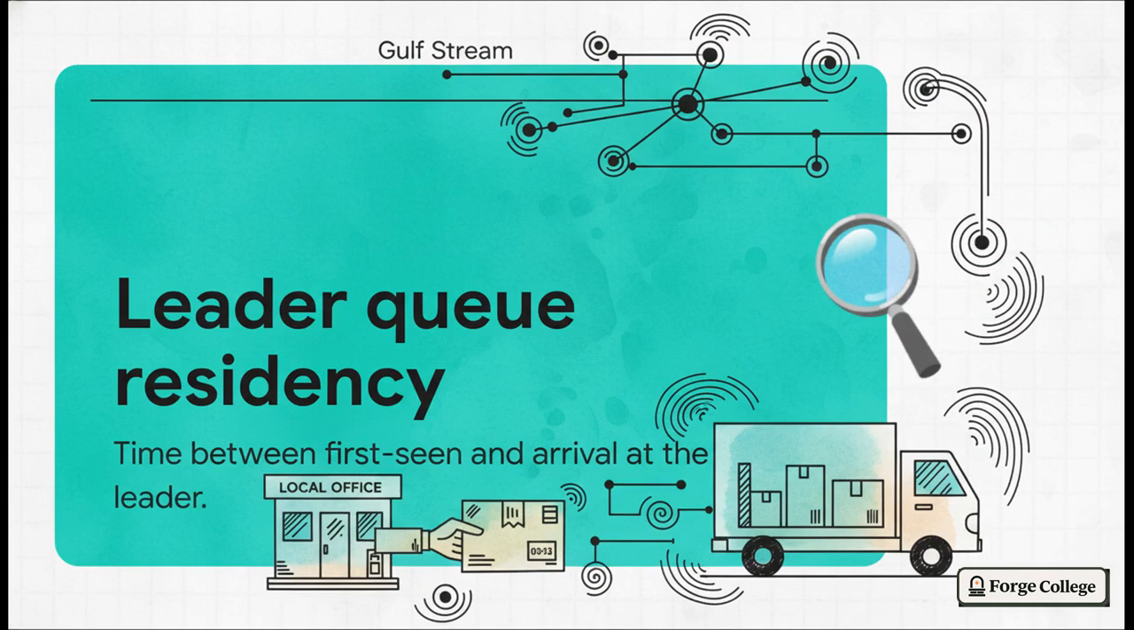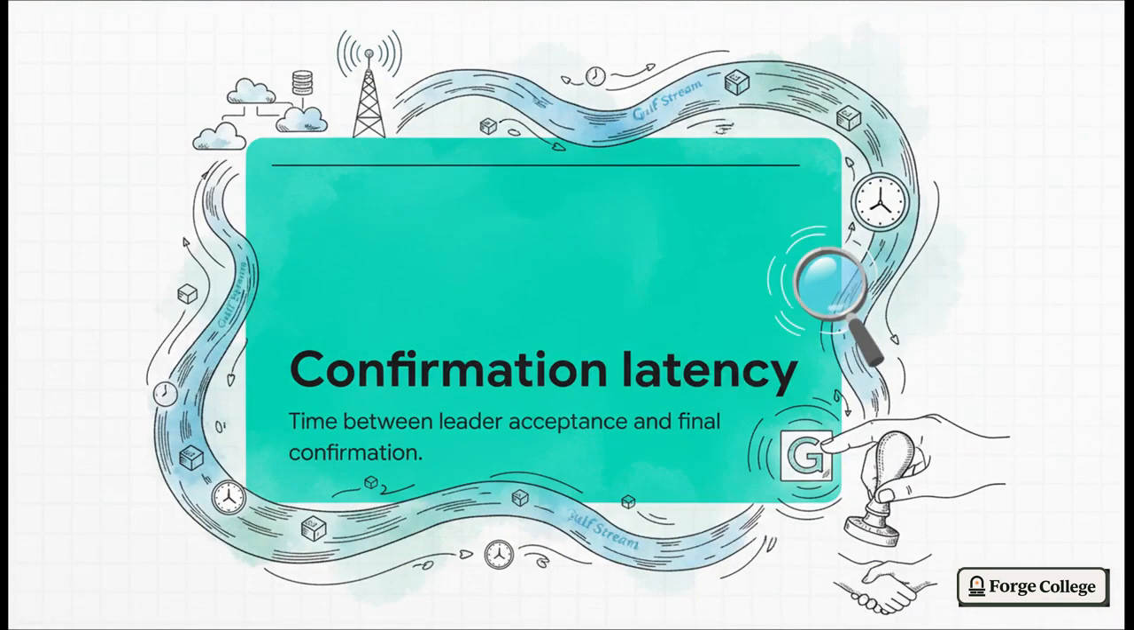Next up is leader queue residency. This one measures the time between that first seen event and the transaction's actual arrival at the target slot leader. Continuing that delivery analogy, this phase is essentially the validator to leader handoff. It's the time it takes to move your package from the local post office and load it onto the specific delivery truck that's heading to its final destination. And finally, we have confirmation latency. This is the time between the leader accepting the transaction and the final confirmation. Think of this as the final delivery signature, capturing the exact moment the RPC confirms finality and your package is officially in the recipient's hands. Measuring all 3 of these gives us the complete end-to-end picture we need.